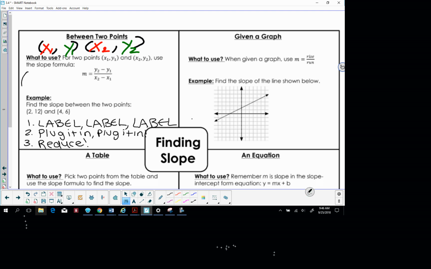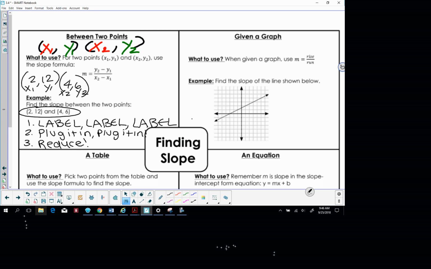So if I have these 2 points, I would label this first one X1, this one Y1, X2, Y2. These are the 2 points they want us to do right here. Now, it is never going to change. It is always going to get labeled the same exact way.